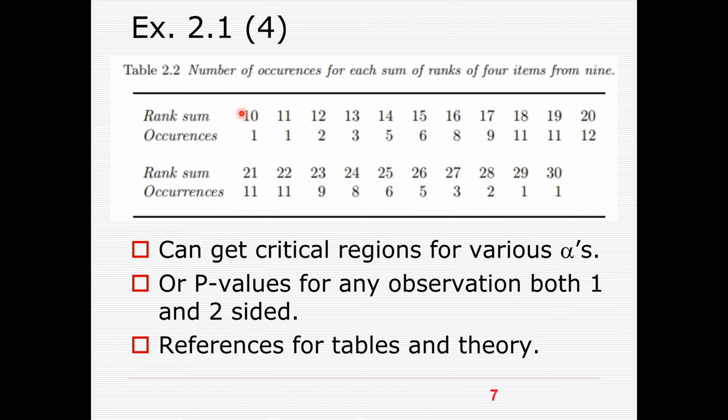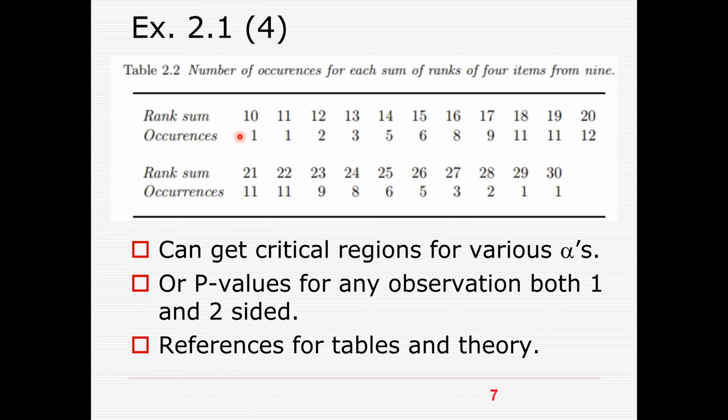For example, if the 4 ranks are 2, 3, 4, 5, then the rank sum is 14. 2, 3, 4, 5 is what is given in the textbook as this example. Let me go back to the textbook quickly. This is just an example.